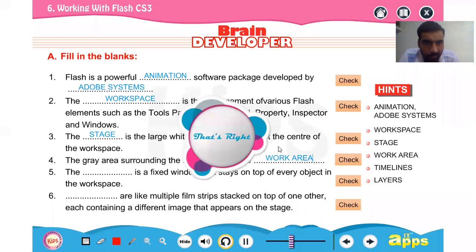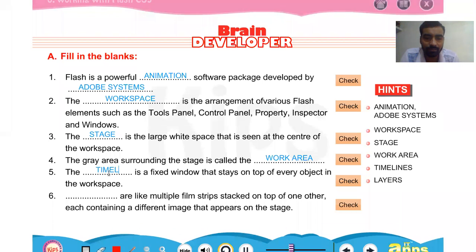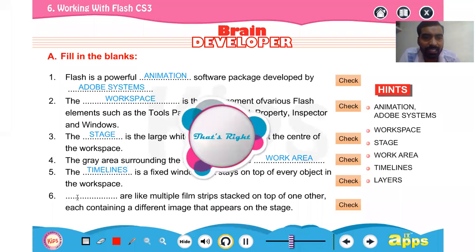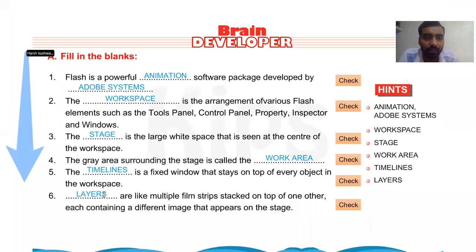Next, the dash is a fixed window that stays on top of every object in the workspace. It is Timeline. Next, the dash are like multiple film strips stacked on top of one another, each containing a different image that appears on the stage. So it is layers. They are also called transparent sheets.